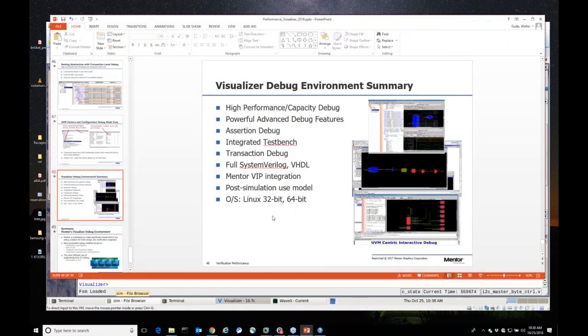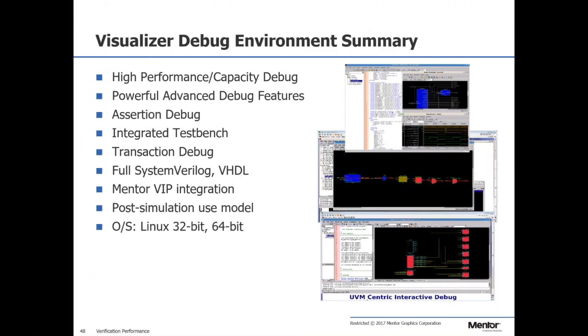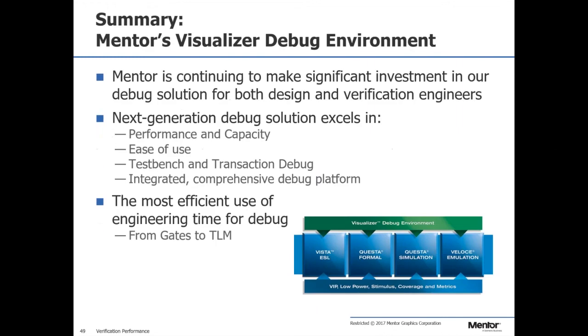Visualizer is high capacity, handles any design size with no lag. It's very integrated. It's got a full UVM debug, much quicker to get to your debug. It is an add-on to Questa, so it's an additional debugger, and it only runs on Linux.